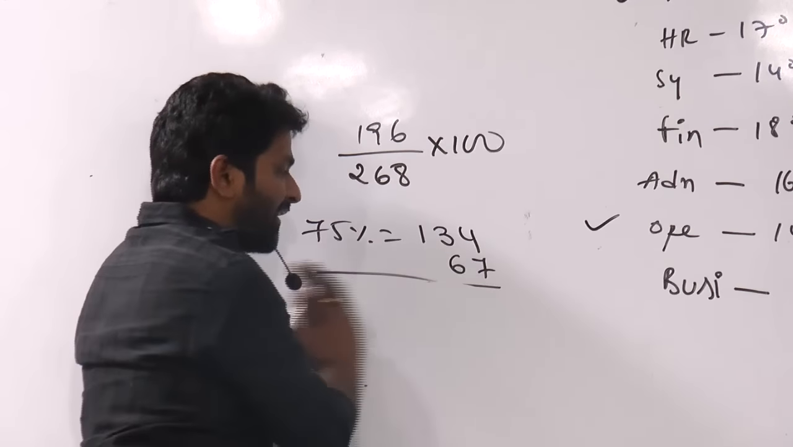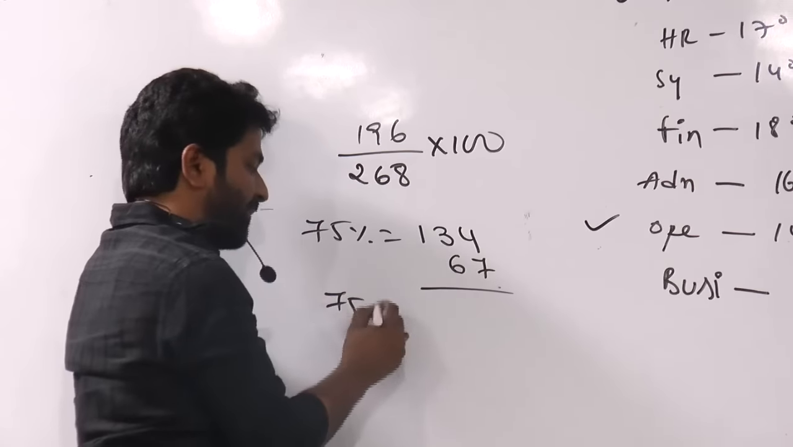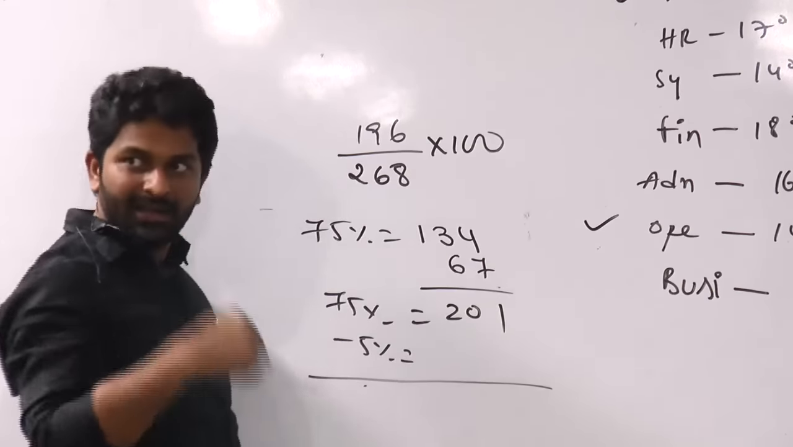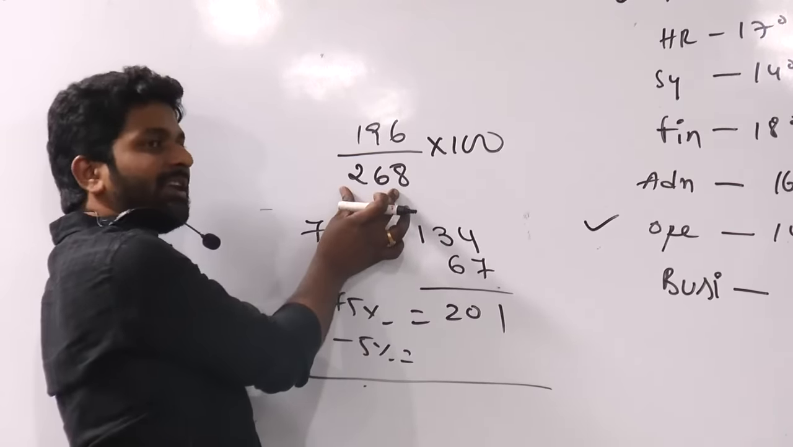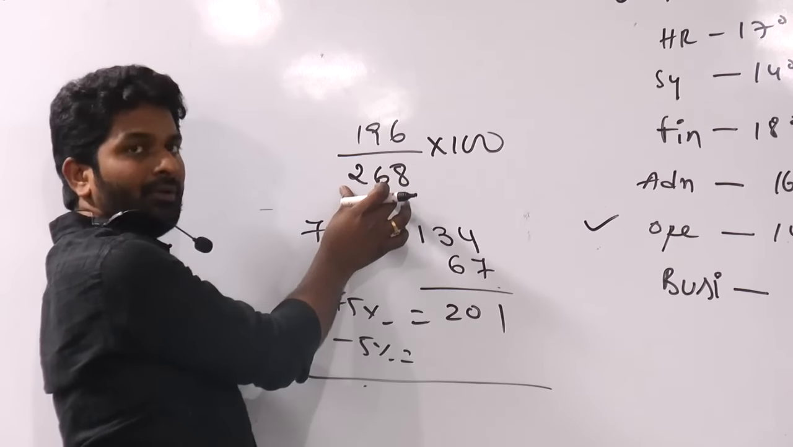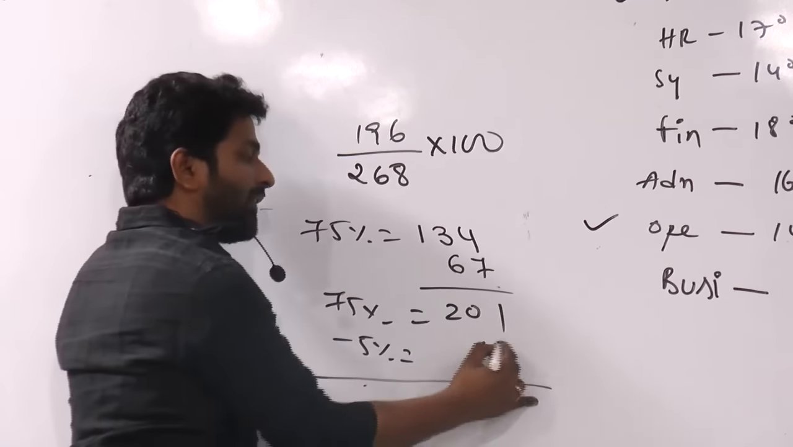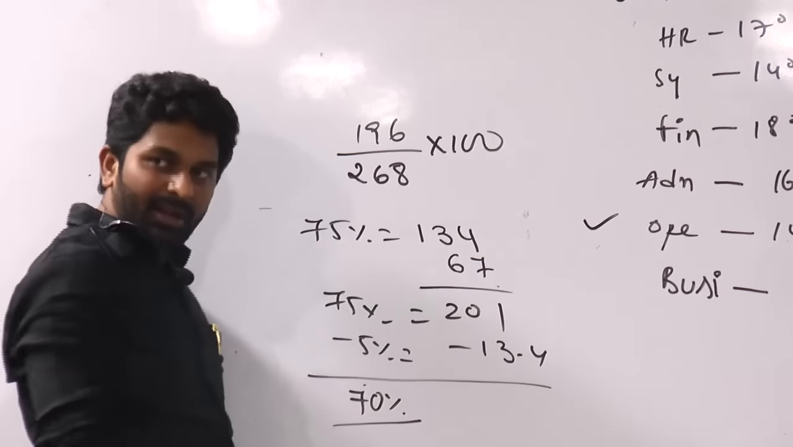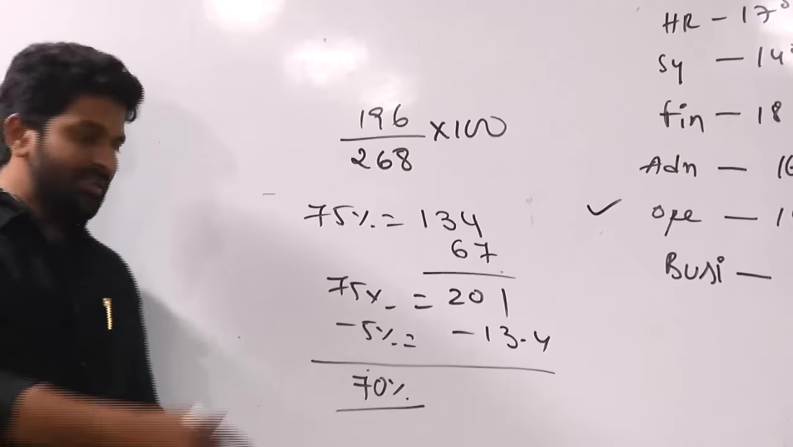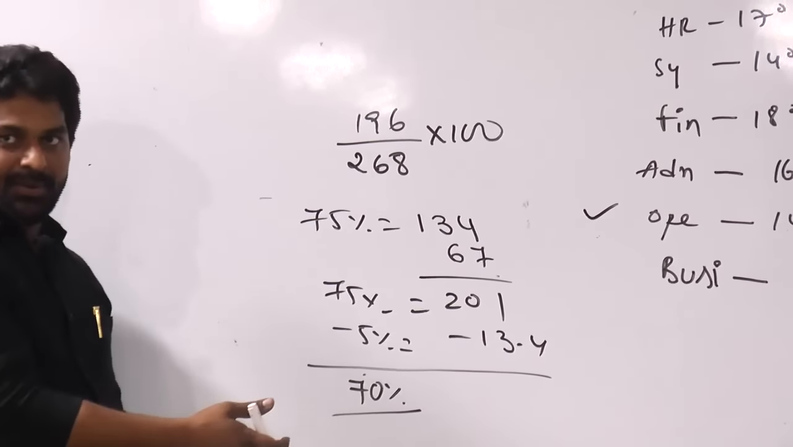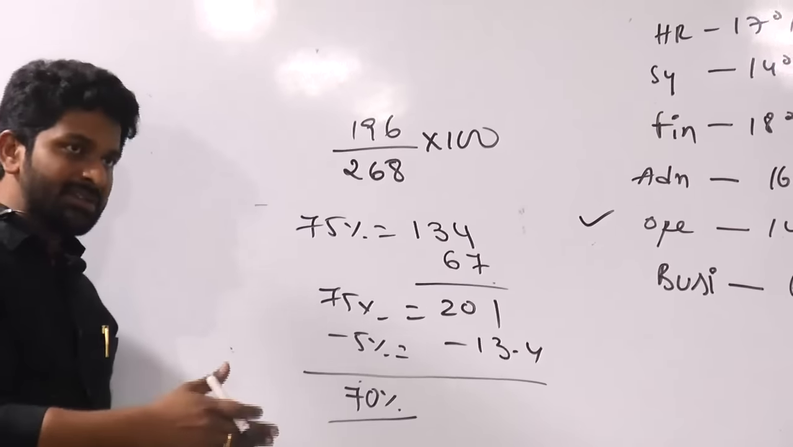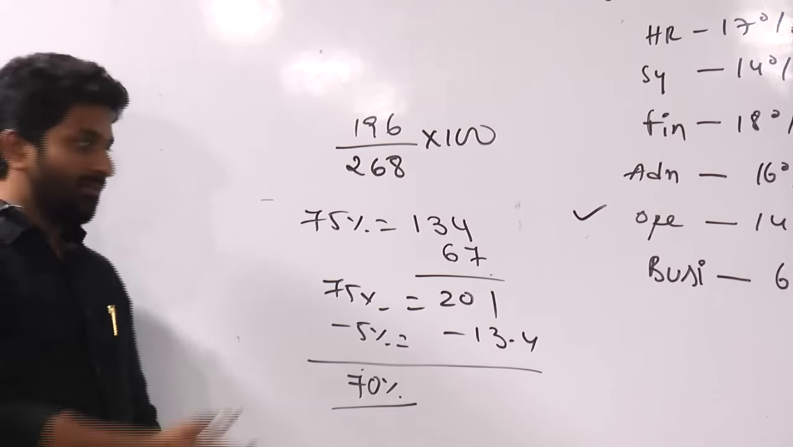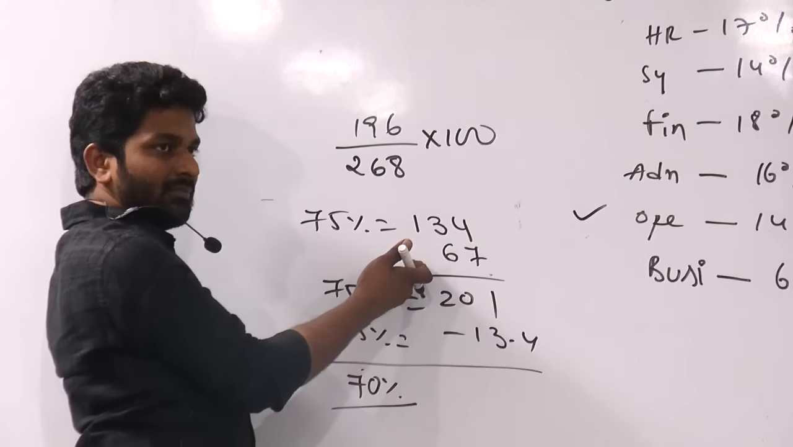So if I want to calculate 70% from this, because 75% is equal to 201, you need to subtract 5%, and 5% is easy to calculate, because by looking at the number itself we can say 10% is 26.4. 5% will be half of that, 13.4. You need to subtract 13.4 so that I can calculate 70%. Easy to calculate, right? Otherwise, if you want to calculate 70%, need to calculate 50% and then need to add 20%, or else 10% into 7. Both are typical when compared with this addition. Clear?